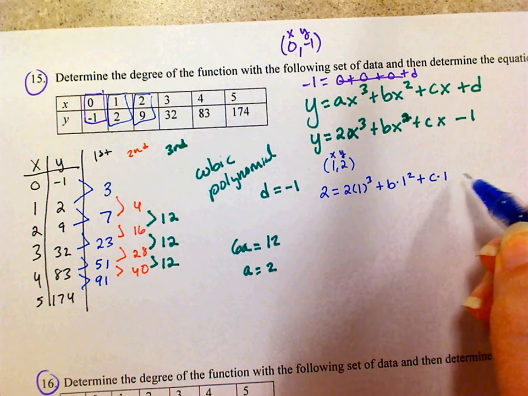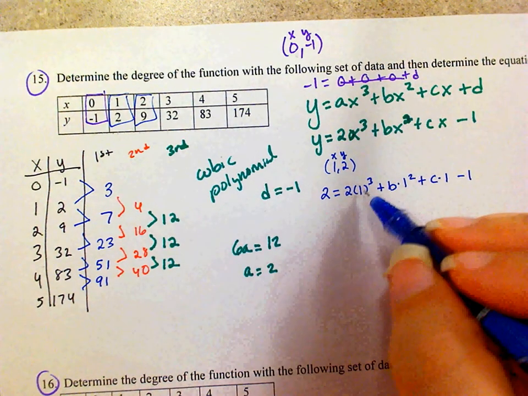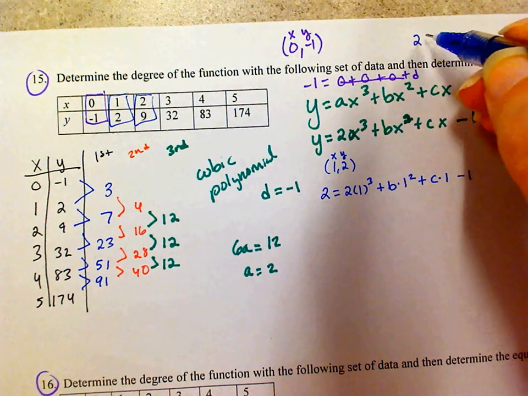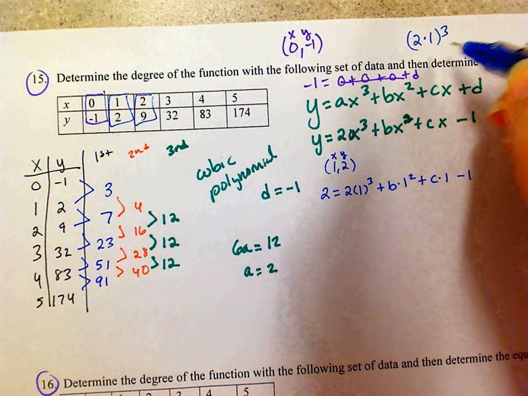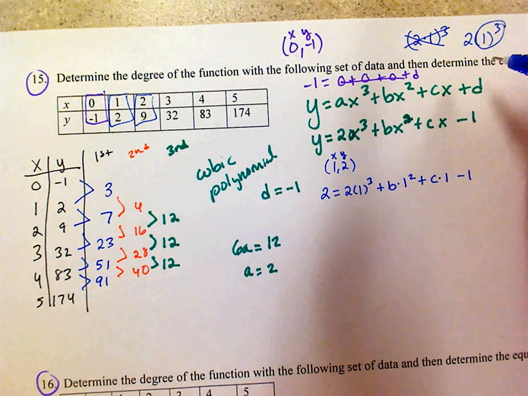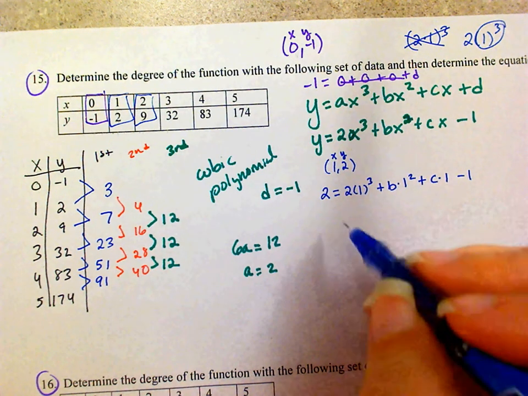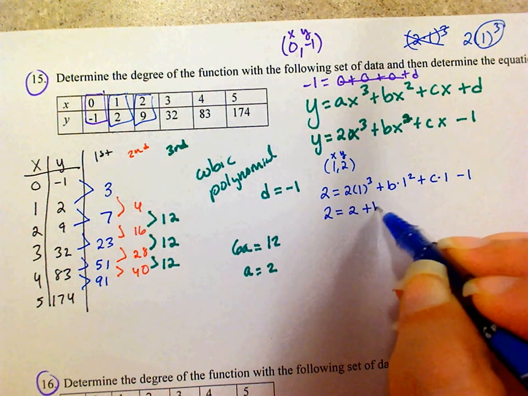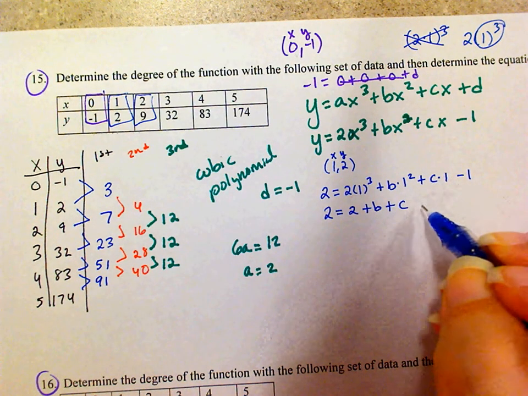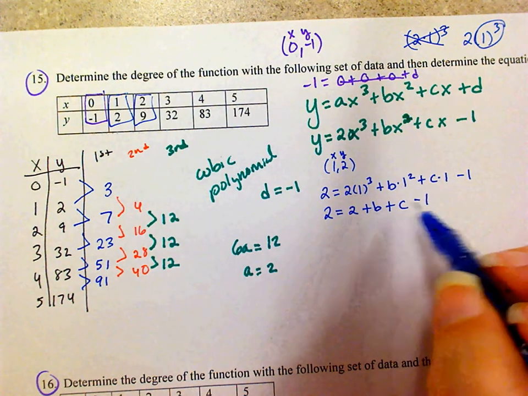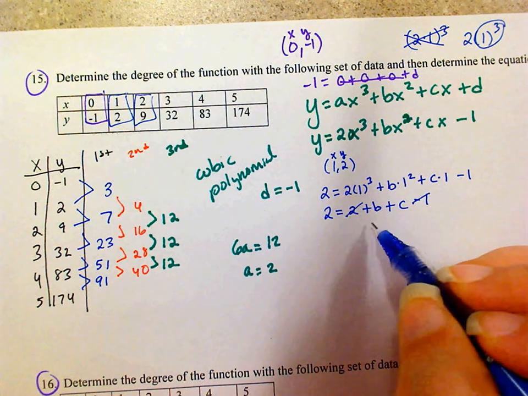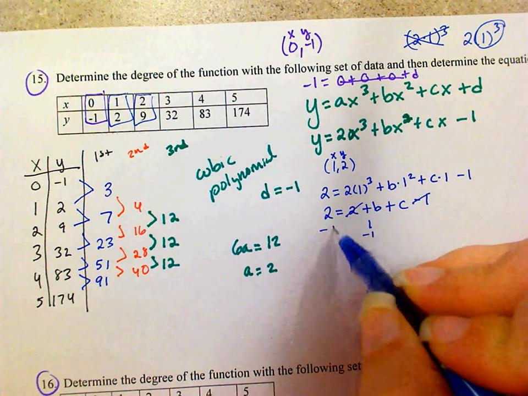1 cubed is 1. We're not doing 2 times 1 cubed, as in it's not this. Okay? That is not the same thing as this. This is what's being cubed, 1 cubed, and that's 1, and then you multiply that times 2. So I've got 2 equals 2 plus b times 1 squared, that's just b, times 1, which is b, plus c times 1, which is c, minus 1. 2 minus 1 is 1. So in general, I've got a 1. And if I subtract that over, then I've got 1 equals b plus c. Okay, so that's my simplified equation.